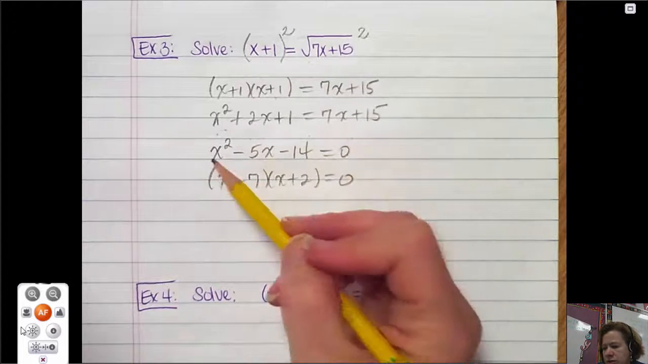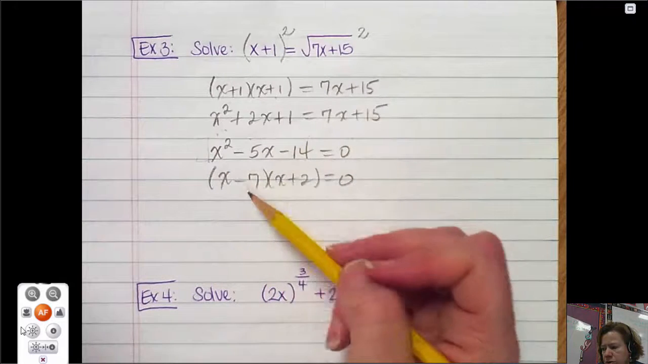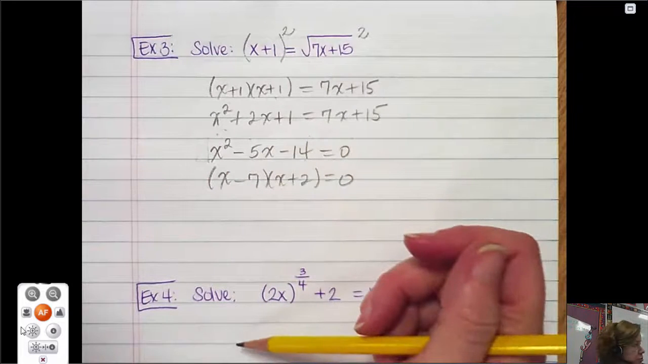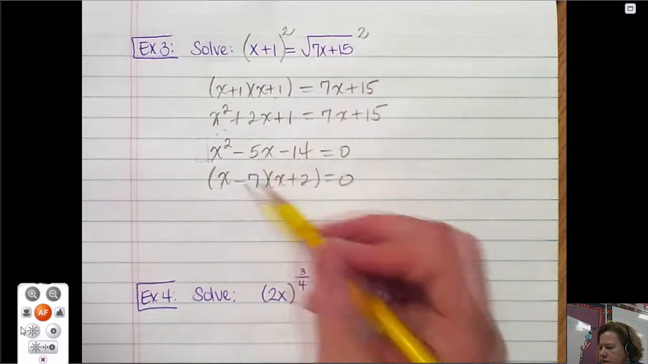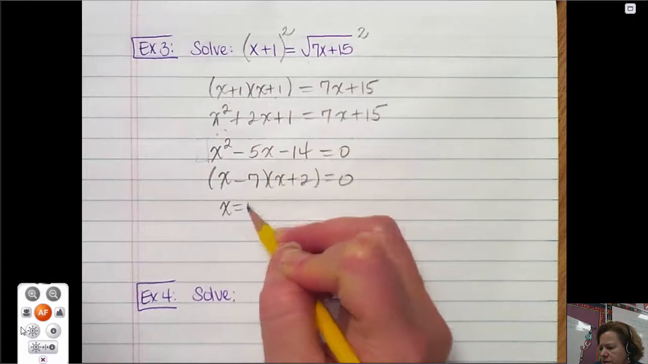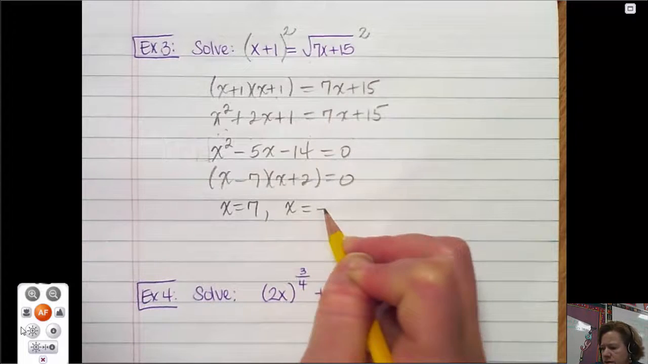Because my leading coefficient is 1, I can do the quick factoring and I don't need to do the product sum split the middle thing. Set both of your factors equal to 0. X is 7 and x is negative 2.